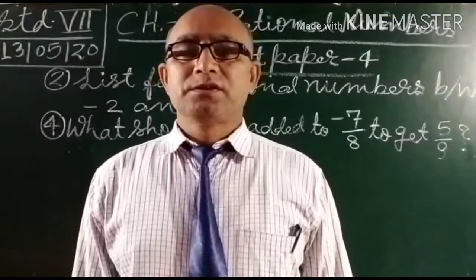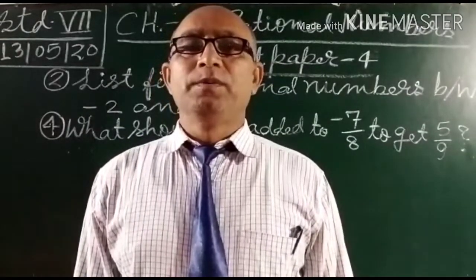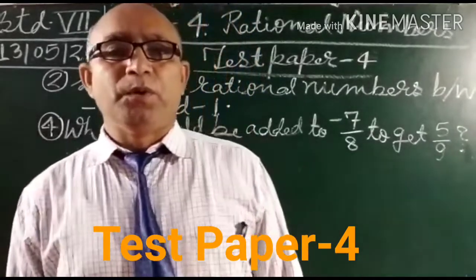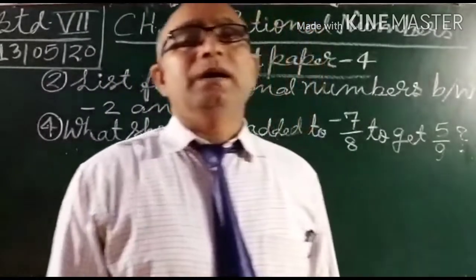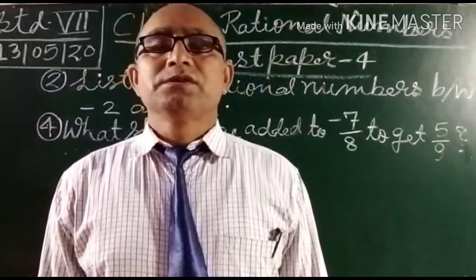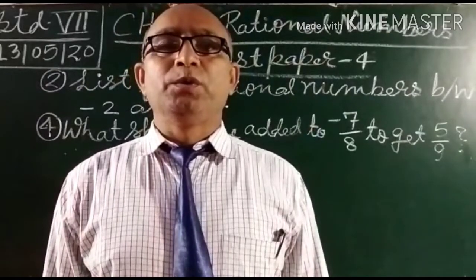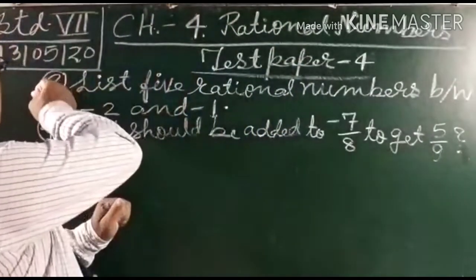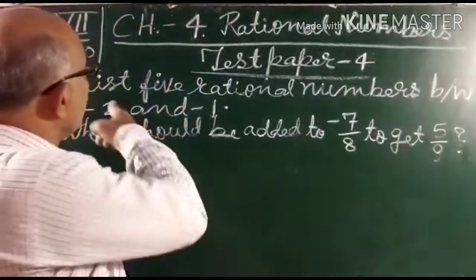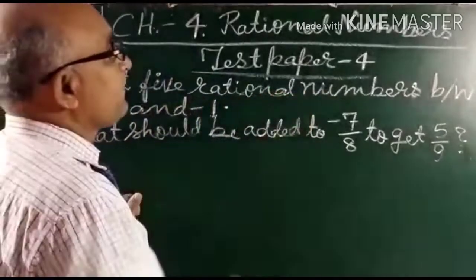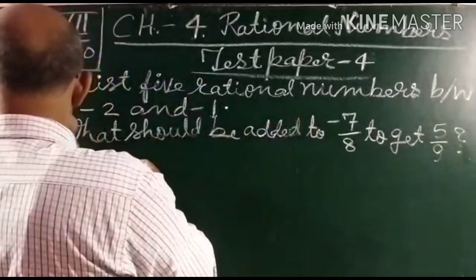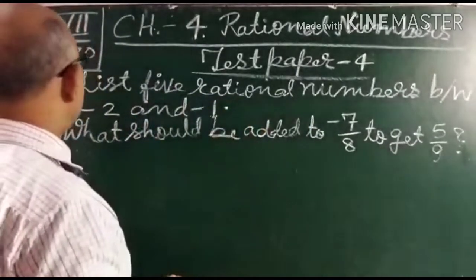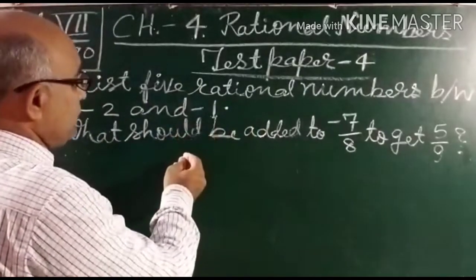My dear students, today I shall solve test paper 4 of chapter 4, rational numbers. Write two questions on this board, question number 2 and question number 4. First of all, solve question number 2. List 5 rational numbers between -2 and -1.